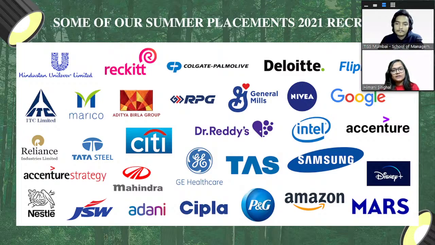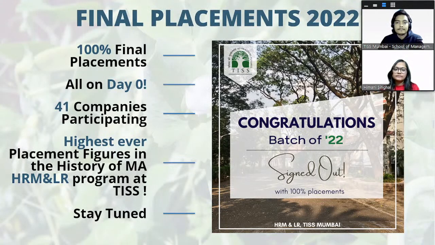Here you can see the recruiters who came for the summer placements for our batch. These are very reputed organizations of the country. For example, Samsung, Google, Flipkart, Mars. These are spread across different industry sectors. There are startups. At the same time, there are many established organizations as well. Moving on.